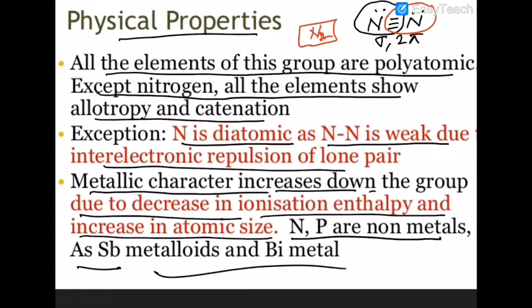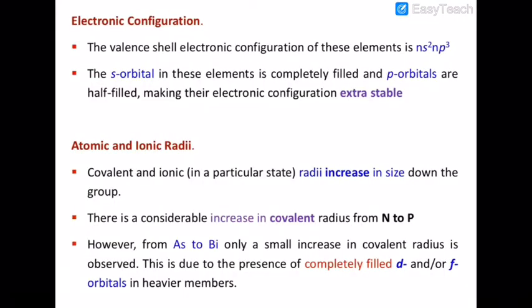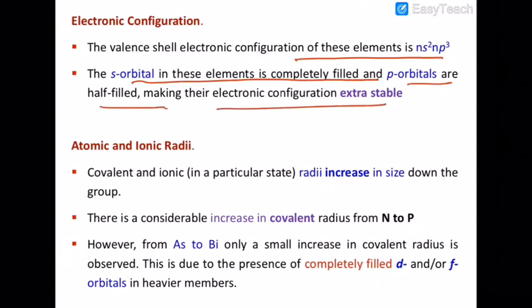Now the electronic configuration is ns2 np3 in all the elements. The s orbital is completely filled and the p orbital is half filled, and this half filling of the p orbital makes it slightly extra stable. You know that fully filled and half filled orbitals are more stable.